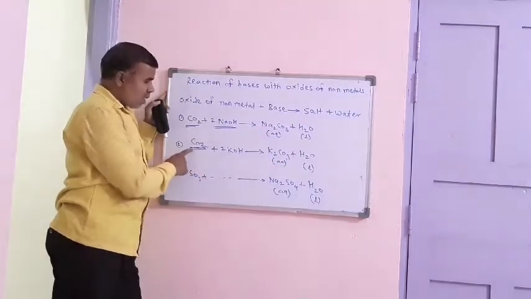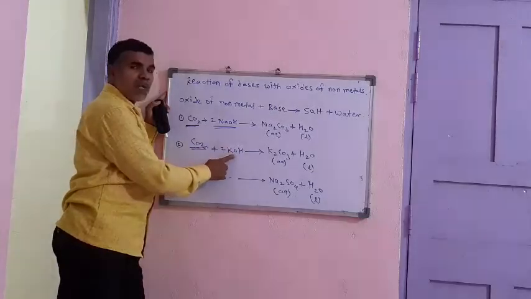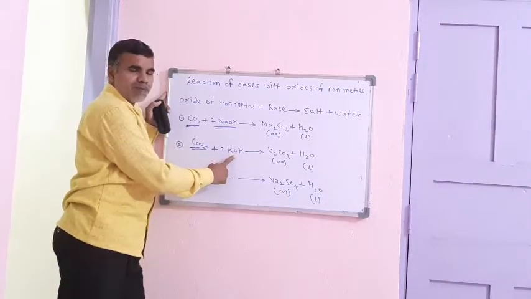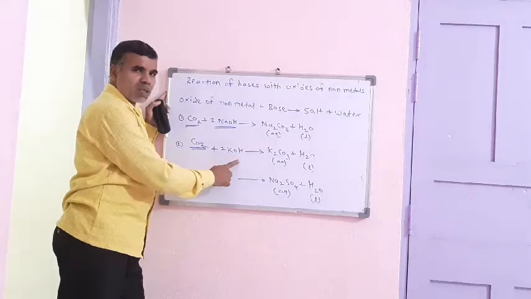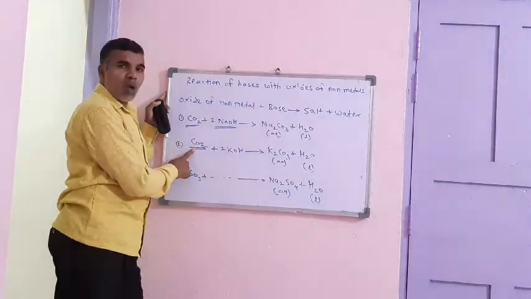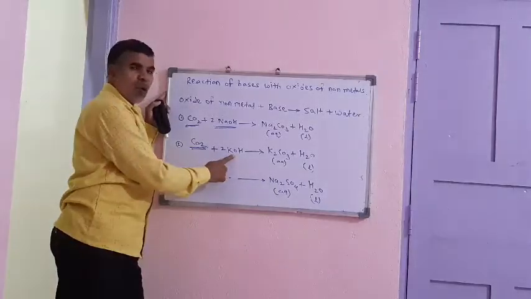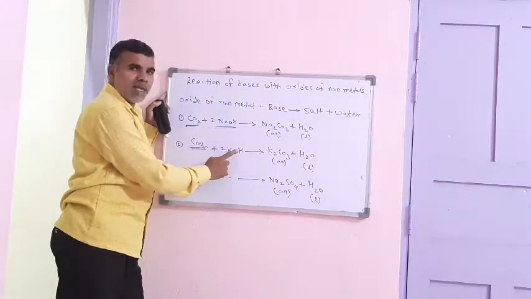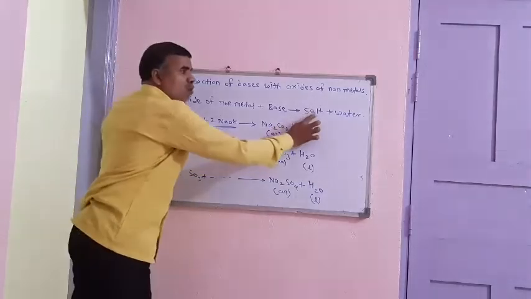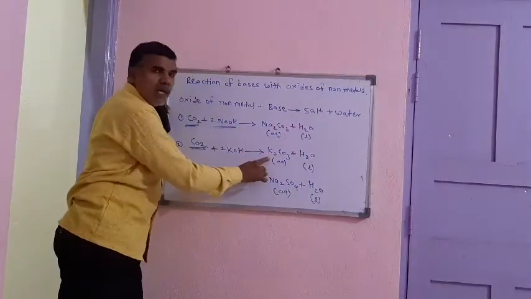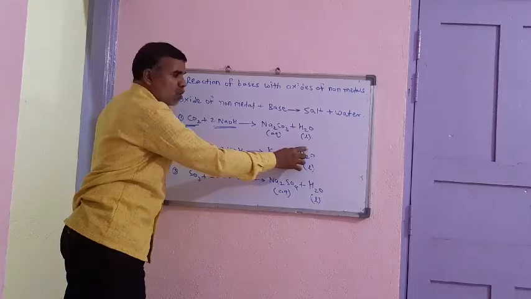Second reaction: carbon dioxide reacted with potassium hydroxide. Carbon dioxide is a non-metal oxide. KOH, potassium hydroxide, is a base. Non-metal oxide reacted with the base to form salt and water. We get potassium carbonate and water.